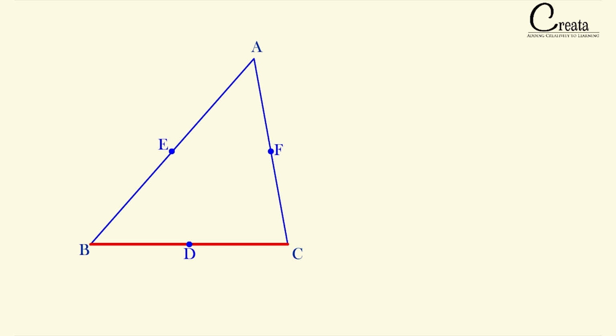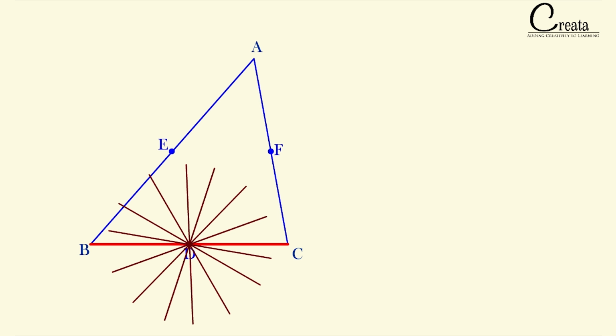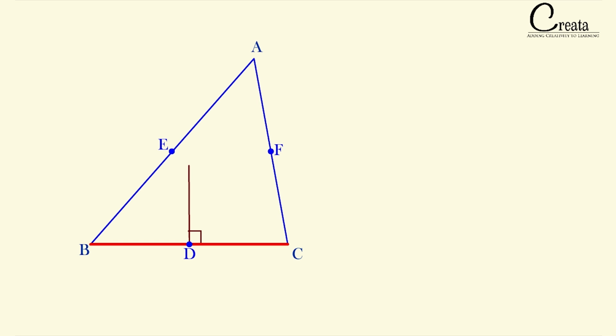From the point D, we can form many bisectors for this side of the triangle BC. These all are the bisectors of the side BC. Further, we have to draw the perpendicular bisector. So this line segment which is at 90 degrees to the side BC is the perpendicular bisector.